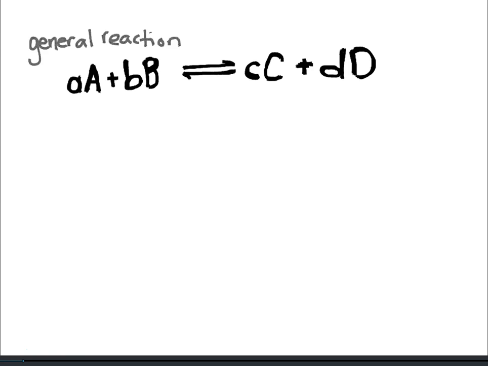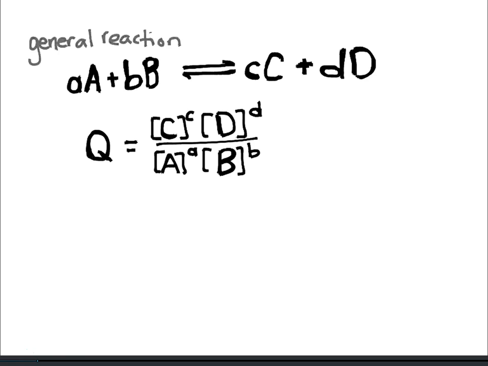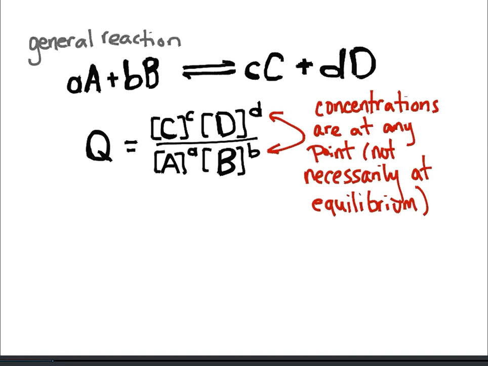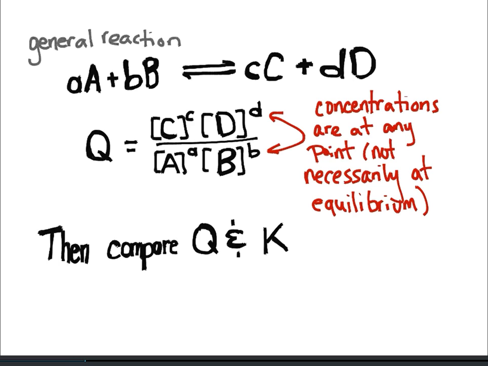So for our general reaction, aA plus bB goes to cC plus dD, our equation for the reaction quotient Q is given here, where the brackets mean molarity, and then each of these concentrations is raised to the power that matches the stoichiometric coefficient. So it looks a lot like K, except the difference is that in this case, these concentrations are at any point. They're not necessarily at equilibrium like they are for the equilibrium constant. So you can plug them in at any point in the reaction, the initial concentrations, whatever, and then you compare Q to K. If Q equals K, then you're at equilibrium.